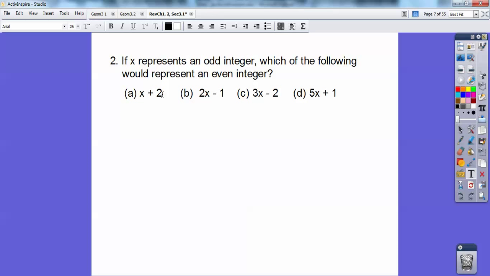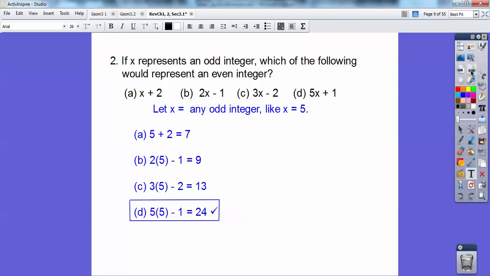If I did 5 plus 2 right there, that's 7. That's odd. 2 times 5 is 10, 10 minus 1 is 9. That's odd. I'm looking for which one is going to get me an even integer. So when I do all of that, the only one where I get an even integer is when I plug in an odd number right here. I get 25 plus 1, or I'm sorry, 5 plus 1 is 6.